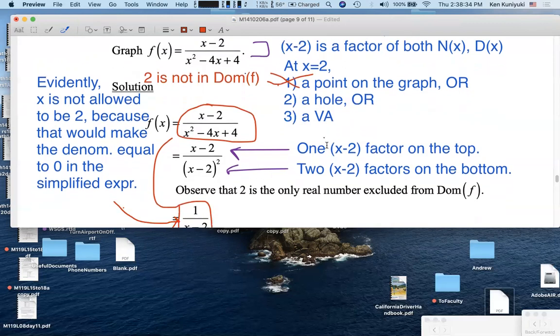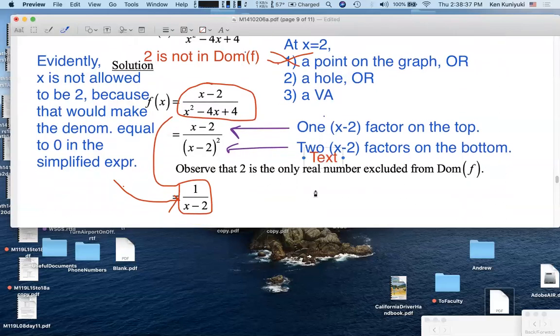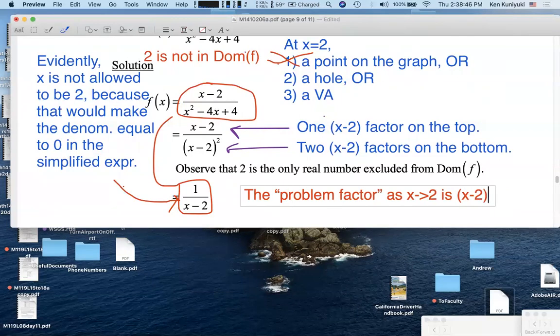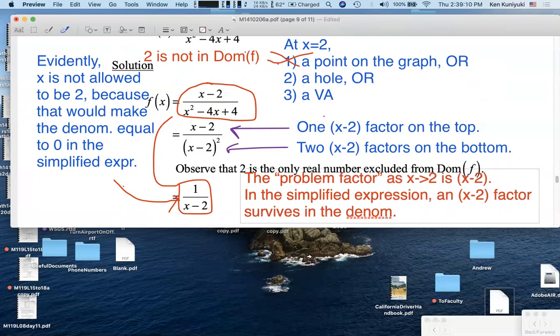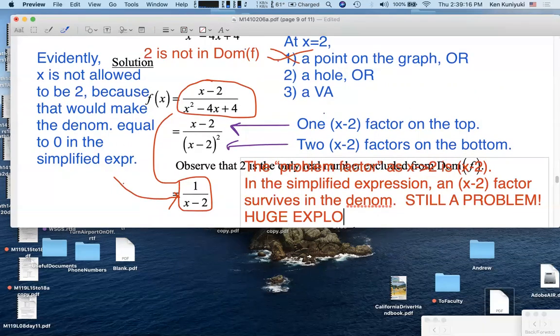Because the corresponding factor x minus 2 ends up surviving. The problem factor, as x approaches 2, is x minus 2. See, if x is approaching 2, the problem is that that bottom is going to be approaching 0, and that's a potential problem, right? And this factor survives. In the simplified expression, after you do your cancellations, an x minus 2 factor survives in the denominator. So it's still a problem. And we're going to get a huge explosion. And that leads to a VA.